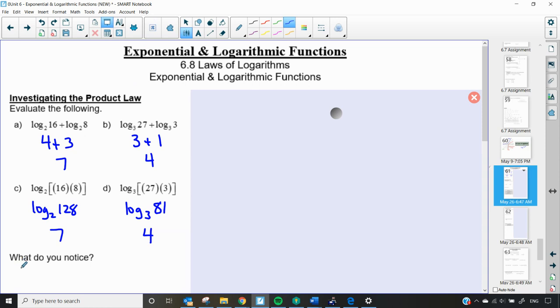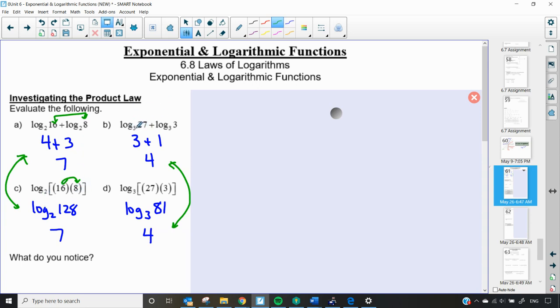Now the question right below that says, what do you notice? Well, if we take a look at our parts here, part A and C are the same, and parts B and D are the same. Now let's take a look at what's actually happened here. We have log base 2 of 16 plus log base 2 of 8. We took the 16 and the 8, so we took our arguments and we multiplied them together. So by adding our logarithms with the same base, we were able to multiply our arguments.